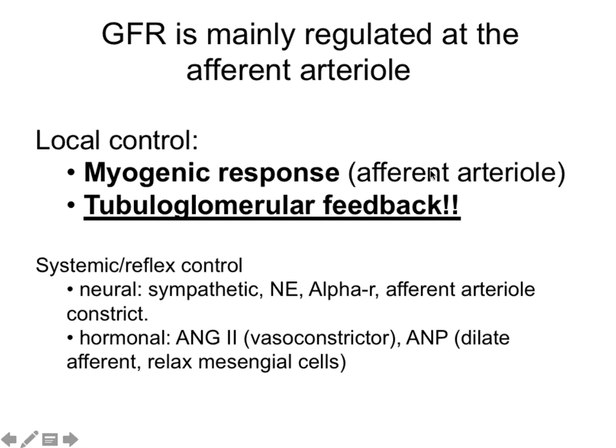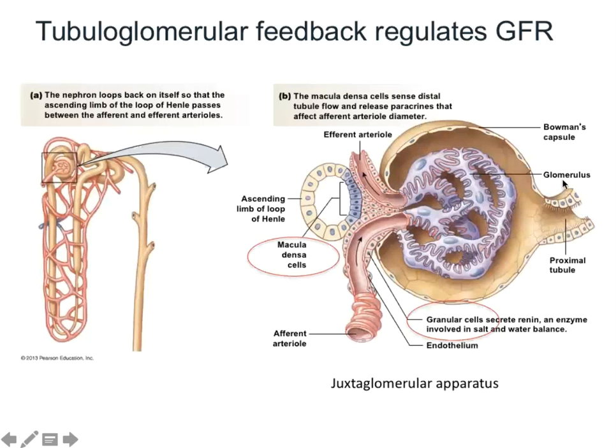That's the myogenic response. And the second one is called tubuloglomerular feedback. This is the main mechanism. It's a feedback loop, a negative feedback. Tubuloglomerular feedback is still not 100% understood. They still study it. So we know the general picture. We know where it starts, we know where it ends, but how they communicate, we still don't fully understand.